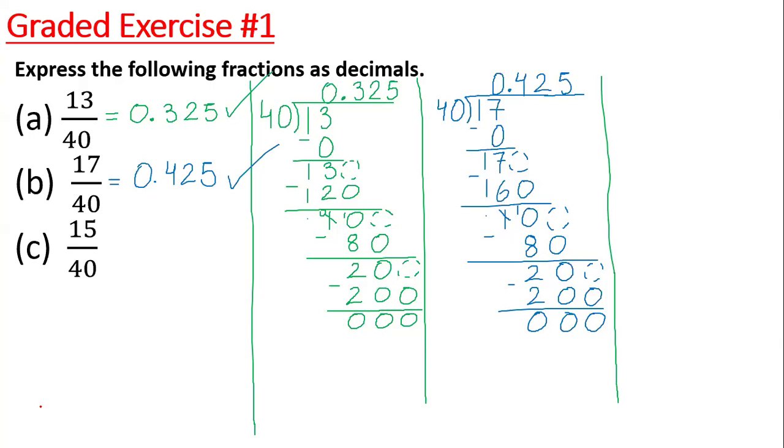What did you get for 15 over 40? 0.375. 0.326. I get 0.3525. Ouch. It's 15 over 40. Xavier, what did you get?